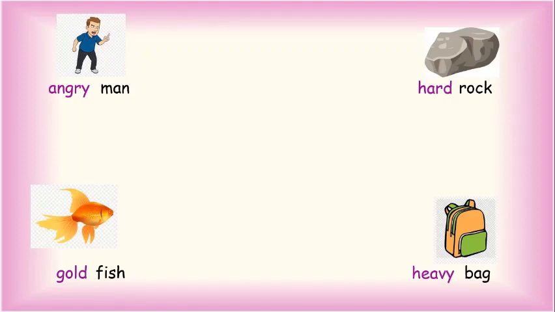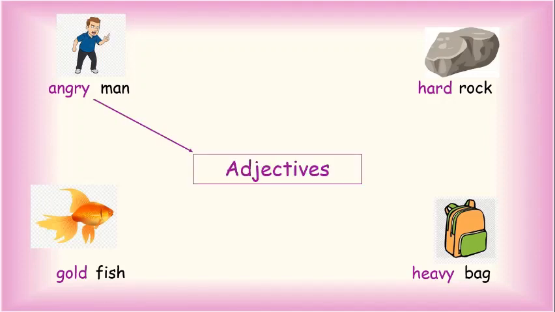Man, rock, fish and bag. And which words describe the nouns? The words angry, hard, gold and heavy. They describe the nouns, so they are called adjectives.